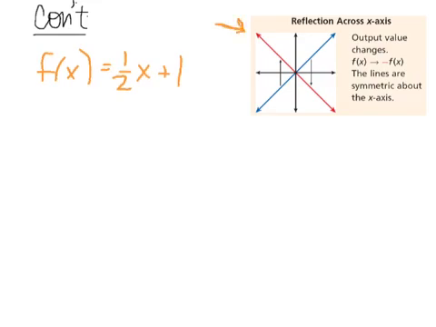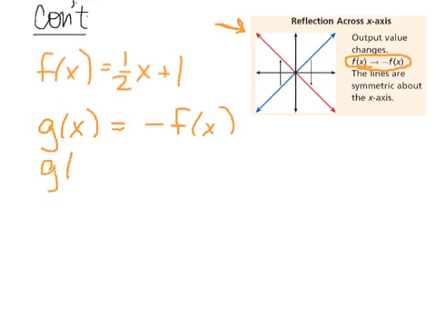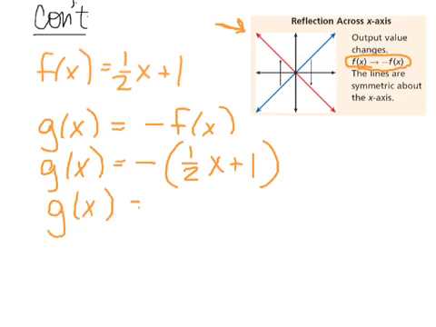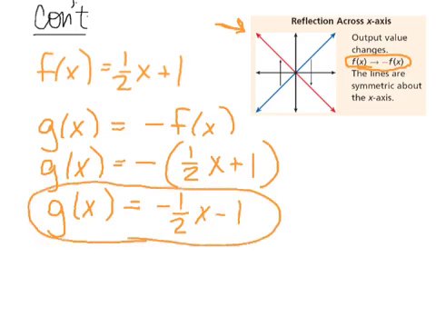So again, I copied this over here for you, and this is what we're going to do. Our new function, which we're going to name g of x, is negative f of x. So that means I'm going to take negative and write down f of x. And if I have a negative outside parentheses, I distribute that negative everywhere inside the parentheses. And we have our new rule.